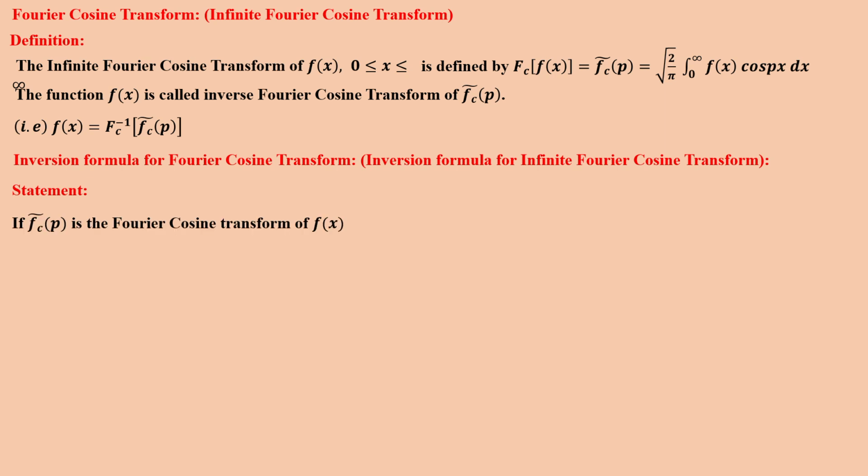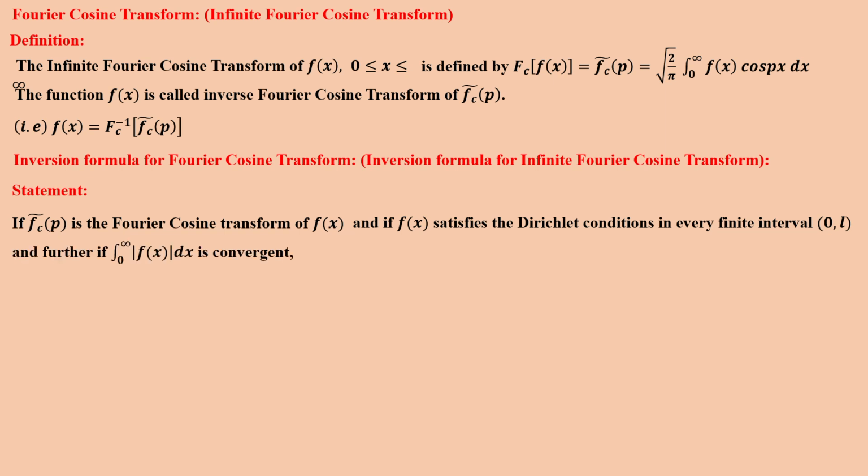F_c bar of p is the Fourier cosine transform of f(x), and f(x) satisfies Dirichlet's condition in every finite interval 0 to L. Further, if the integral 0 to infinity of modulus f(x) dx is convergent, that is, f(x) is absolutely integrable, then at every point of continuity, f(x) is equal to root of 2 by pi integral 0 to infinity F_c bar of p cos px dp.